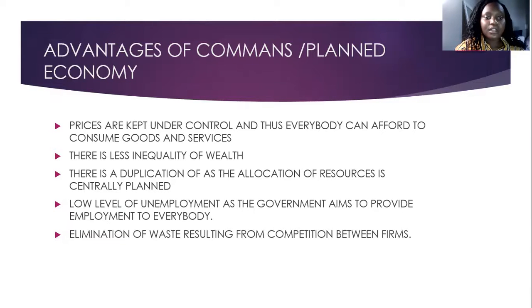Number four, low level of unemployment as the government aims to provide employment to everyone. There is a very low rate of unemployment in this command or planned economy. Number five, elimination of waste resulting from competition between firms. There is elimination of waste. There is not much waste in this command or planned economy.